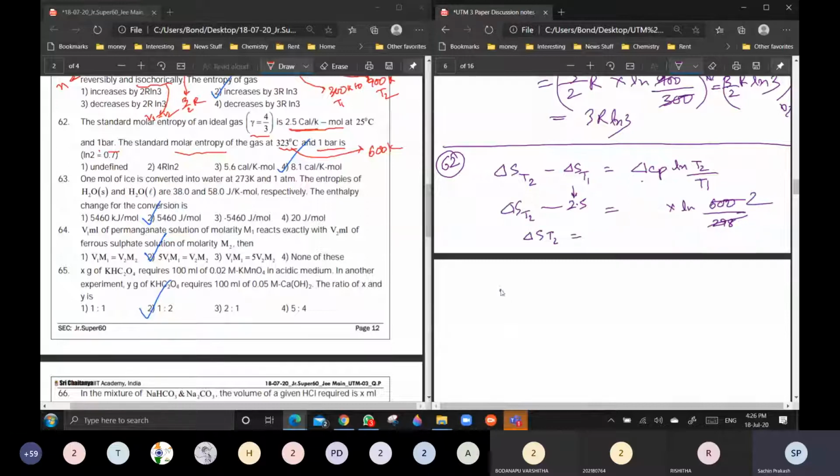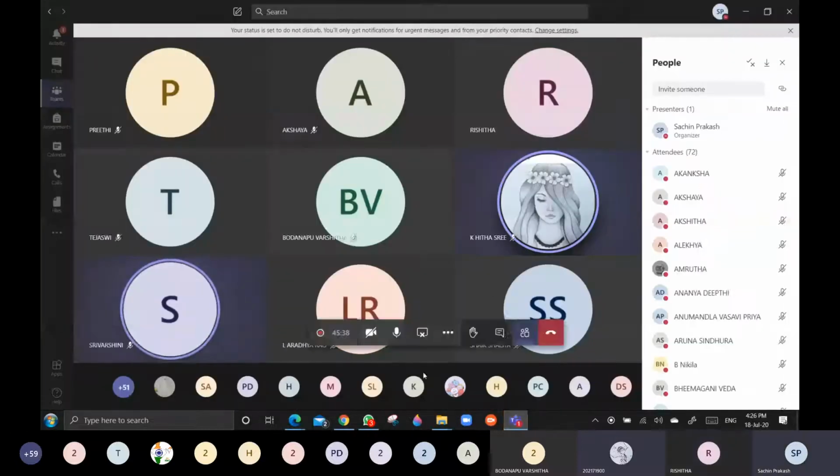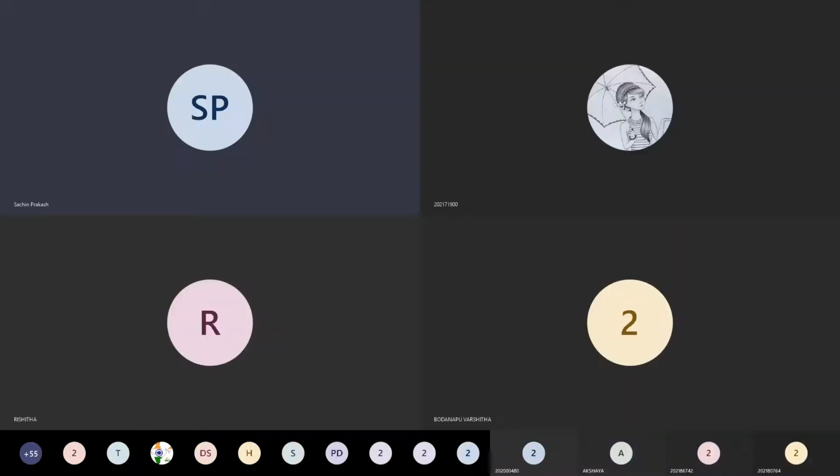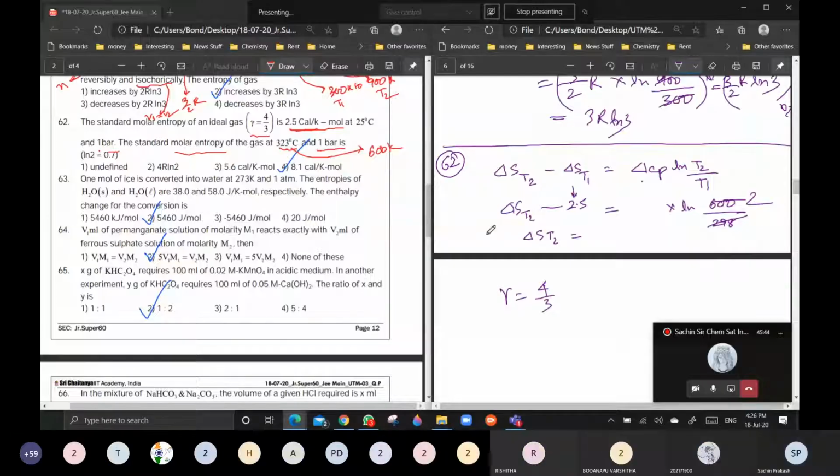So you see, it is given that gamma is equal to. Sir, your screen got stuck, sir. Okay. That was supposed to happen once at least. Otherwise, it won't be fun. Is it clear now? Yes, sir.